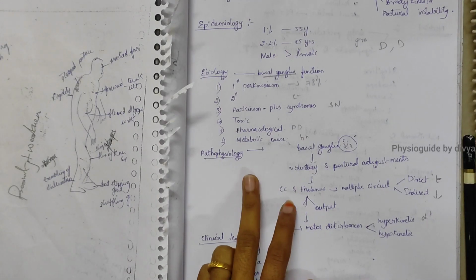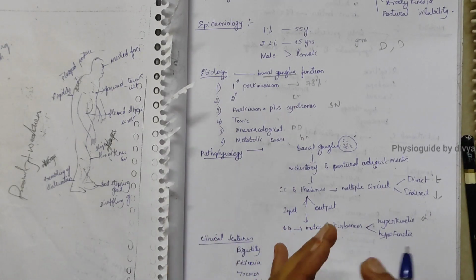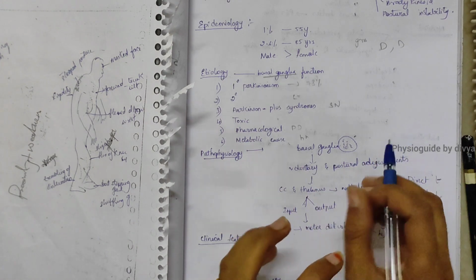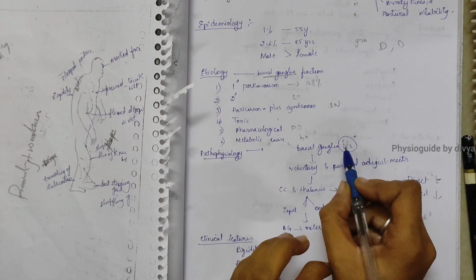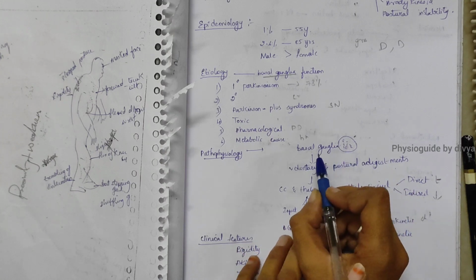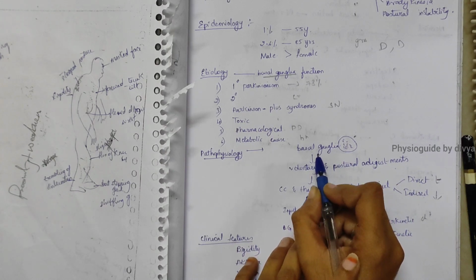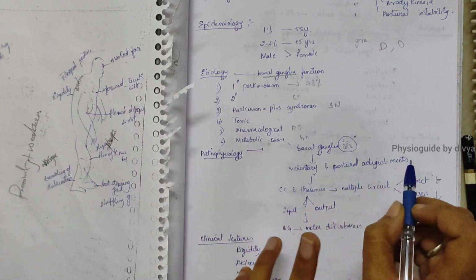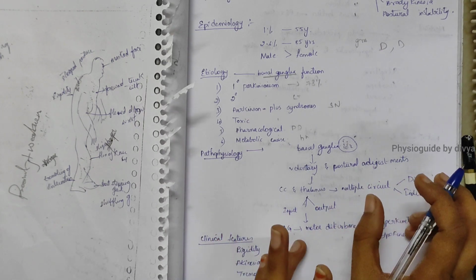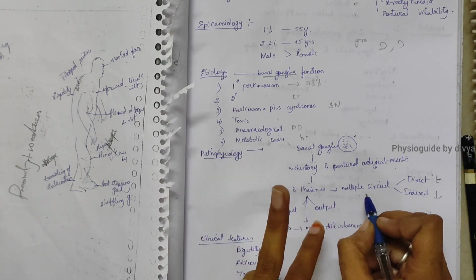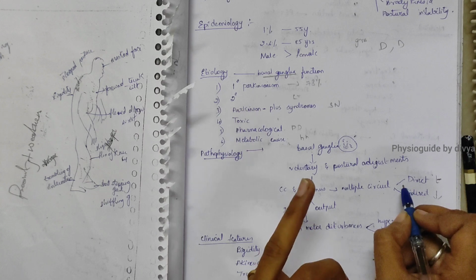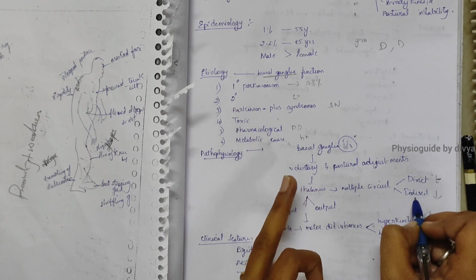We'll see the pathophysiology, how the disease develops. First of all, the basal ganglia, a collection of nuclear masses deep in the brain. The basal ganglia play a very important role in voluntary movement and control of postural adjustment. Information is transferred through multiple circuits. These complex circuits are divided into two pathways, the direct pathway and the indirect pathway.